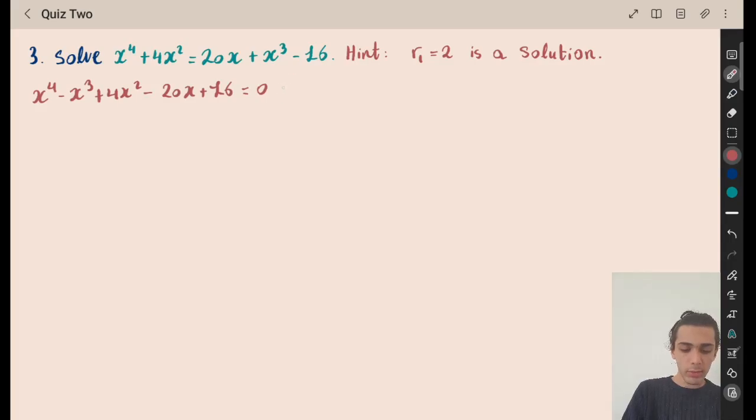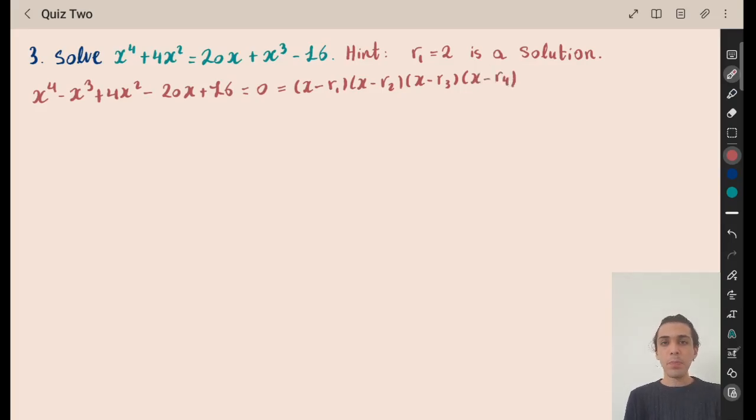We know that by the fundamental theorem of algebra, this polynomial has the form x minus r1, x minus r2, x minus r3, and then x minus r4. So we know it has 4 roots because it's a degree 4 polynomial, and we want to find these 4 roots.